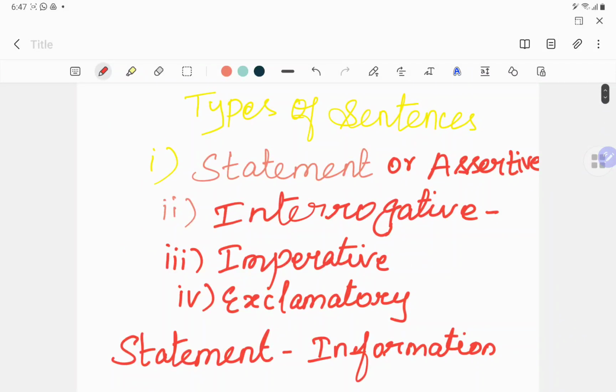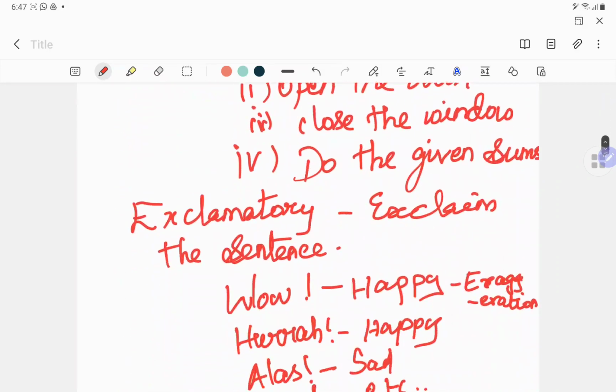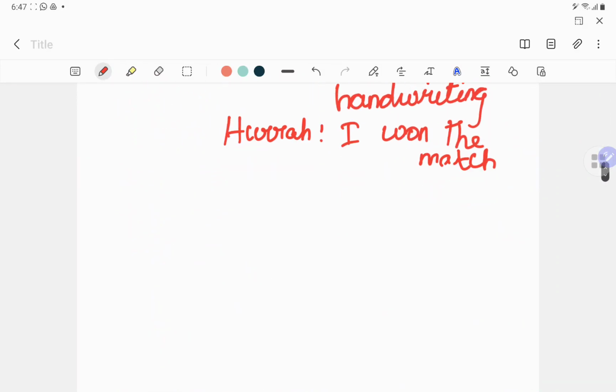Another important thing to identify the sentence is punctuation marks. Okay, what are they? Punctuation marks. These are all very helpful to you to identify the sentence types. So punctuation marks. What do you mean by punctuation marks?